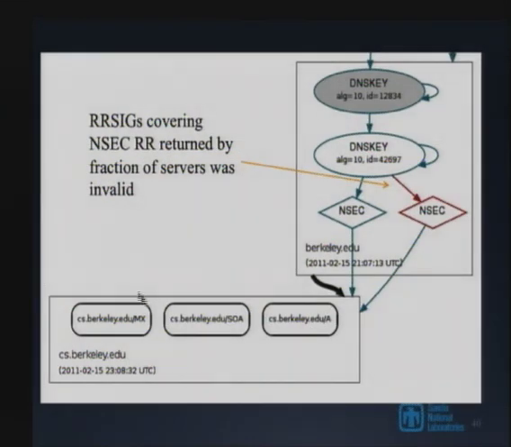So if you ever got that, then you weren't able to validate that the zone below it was insecure. Now in this case, you'll notice that these records at the bottom for cs.berkeley.edu are not red, they're actually black still, and that's because there is a valid path, because some of the servers were serving valid signatures. Okay, that's the idea behind this, but it was actually an interesting problem that we came across.